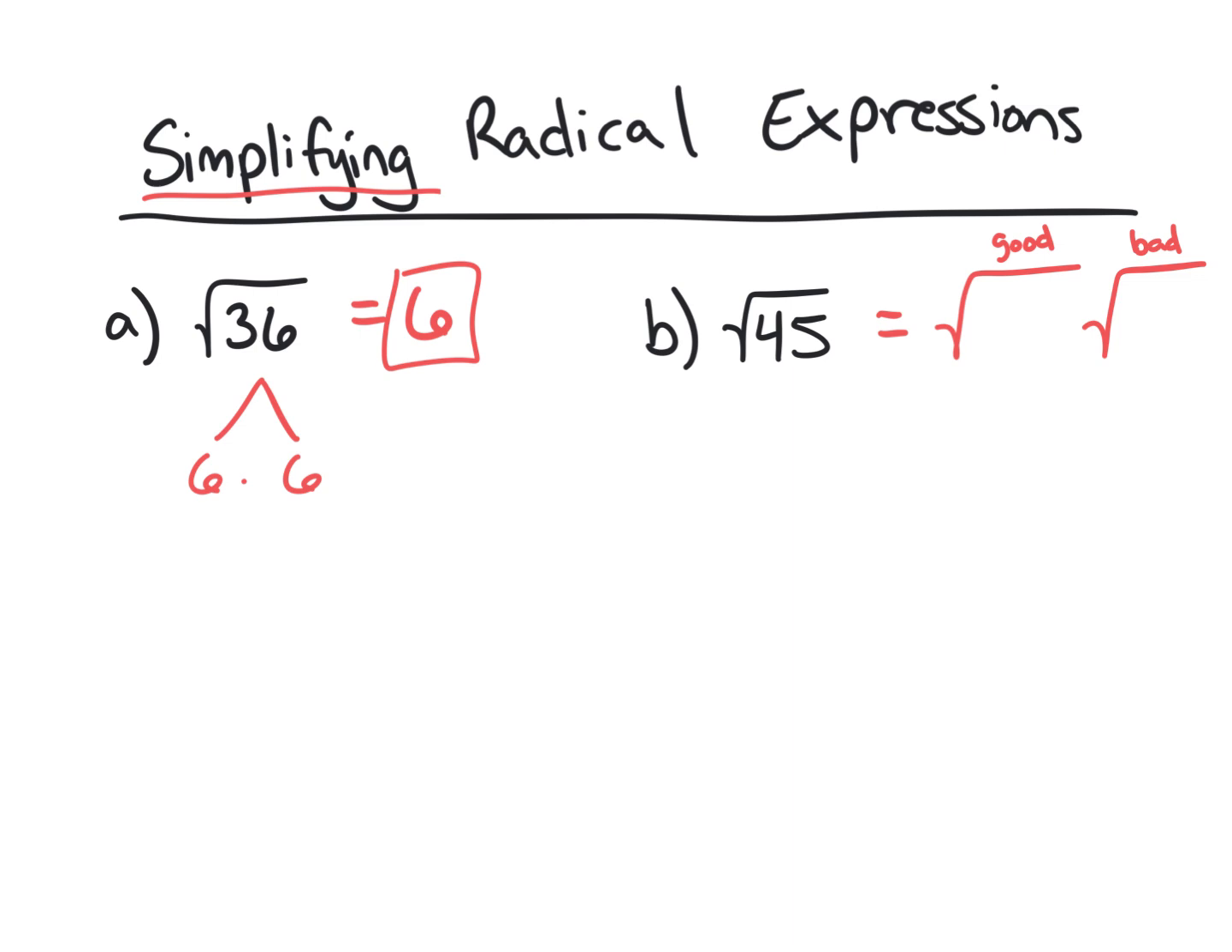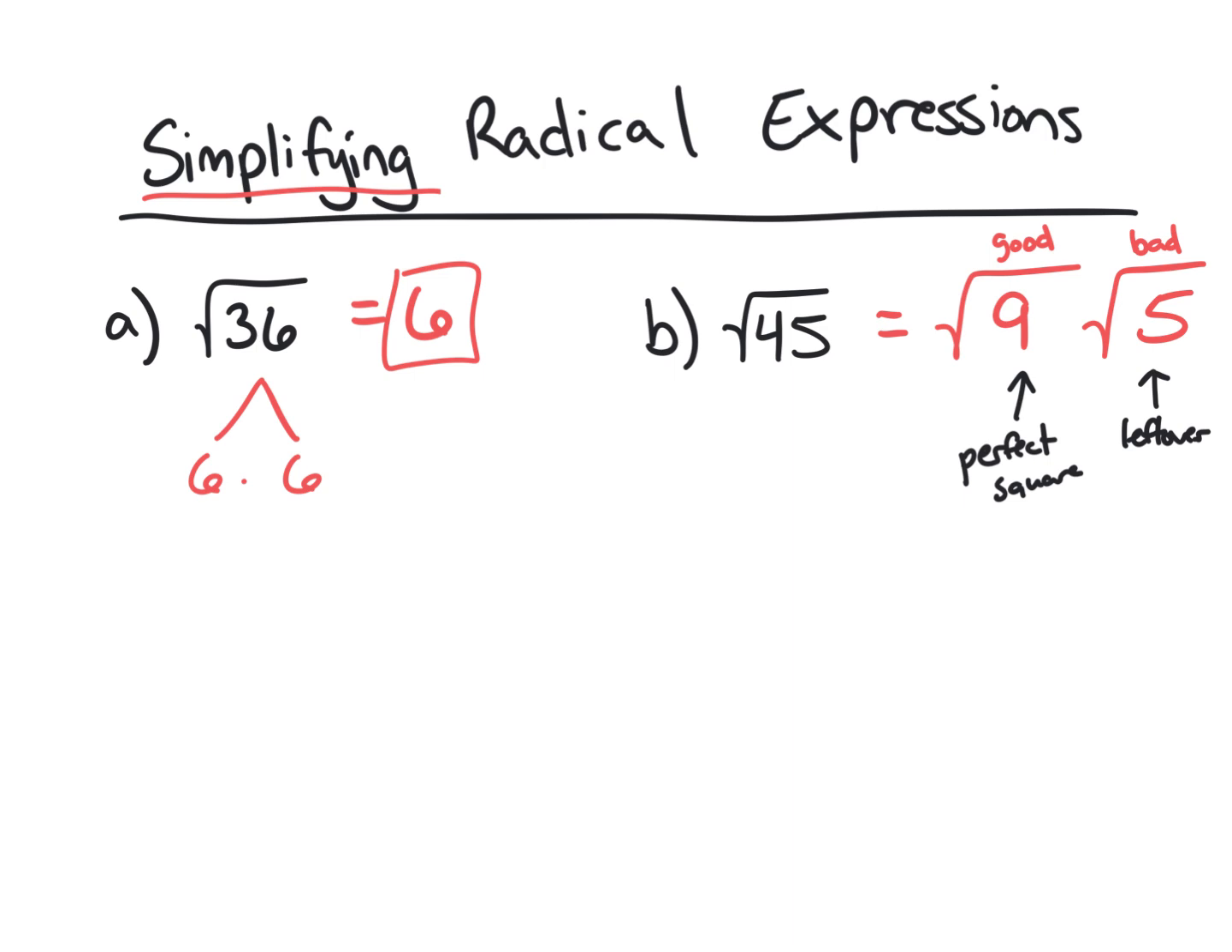What classifies a radical to be a good one? A perfect square, right? I have a list up here on the board. What is a perfect square that goes into 45? That's a factor of 45. It is 9. 9 times what gives you 45? 5. So 9 is my perfect square, and 5, I'm going to call it leftover.